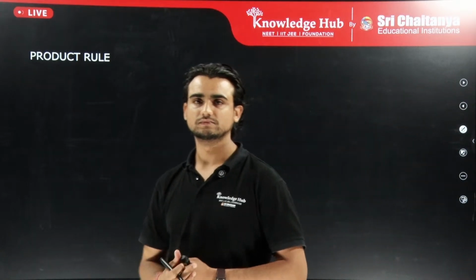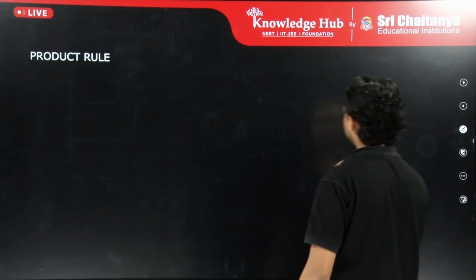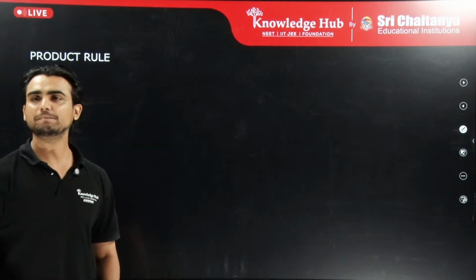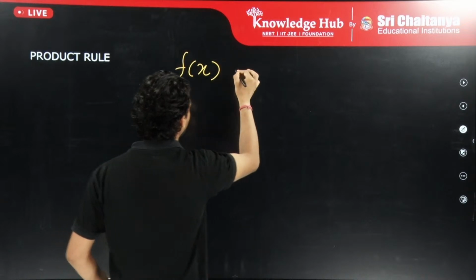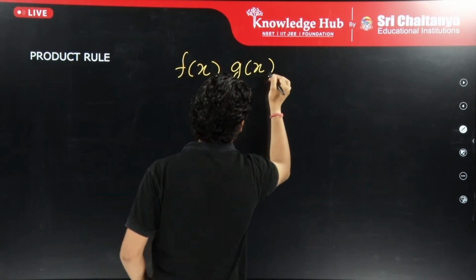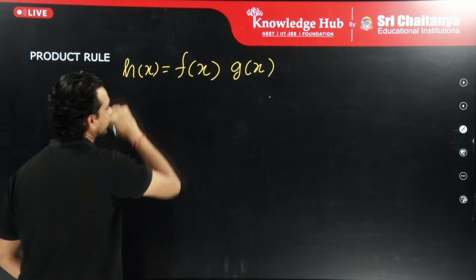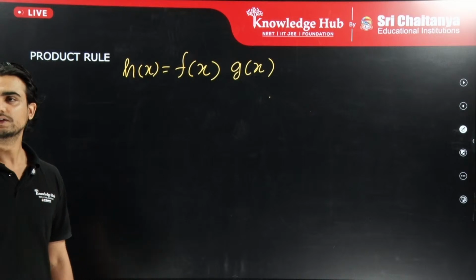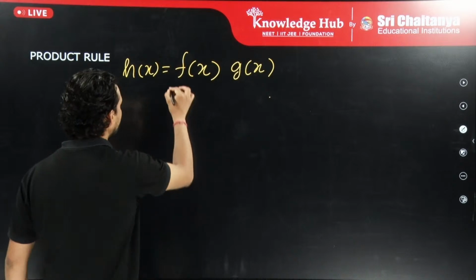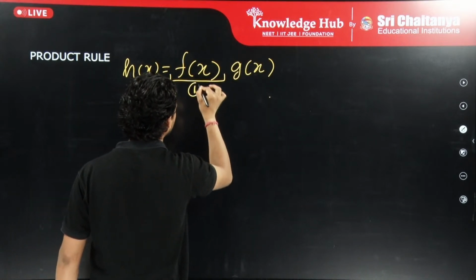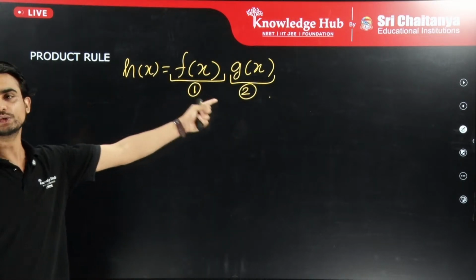Now, the product rule. What do we mean by product rule? In the product rule, two or more functions are in multiplication form. Let's say I have a function f(x) and a function g(x), and they are both in multiplication form, let that be h(x). So if two functions are in multiplication form, what do we do? We take one function, we take a second function, and we name them function 1 and function 2.